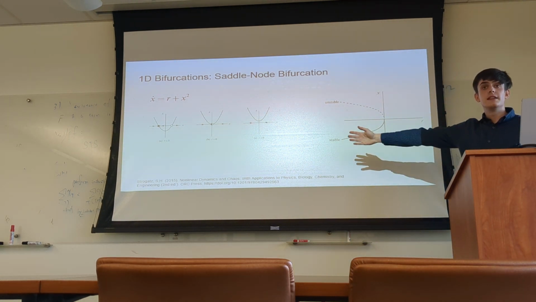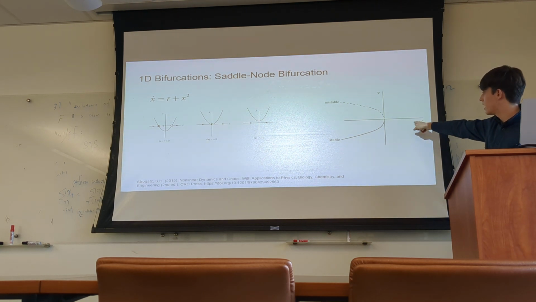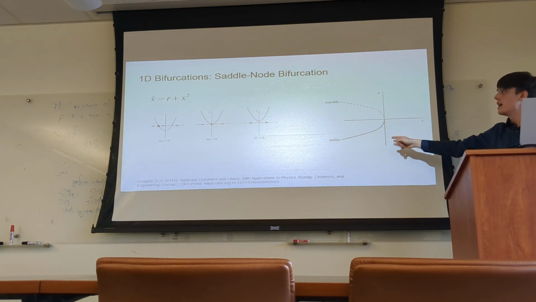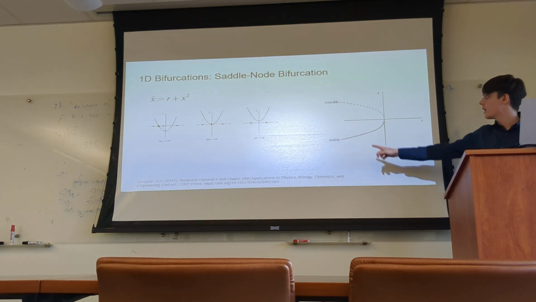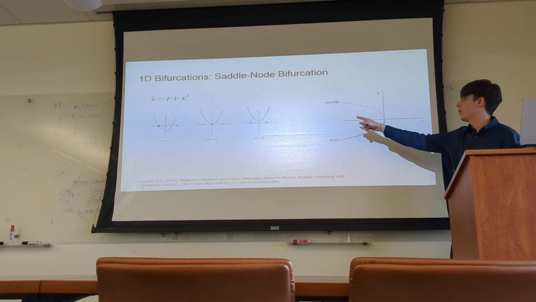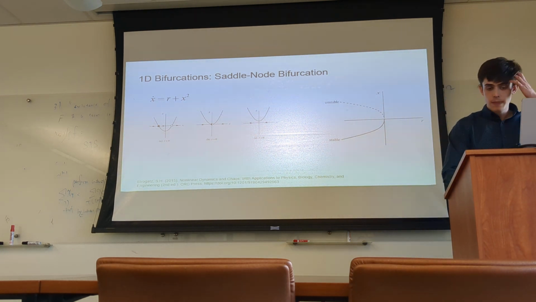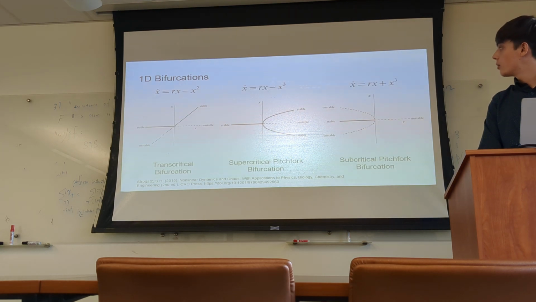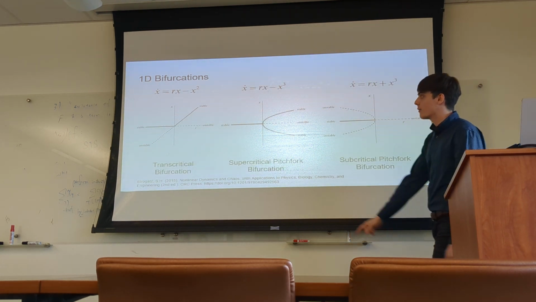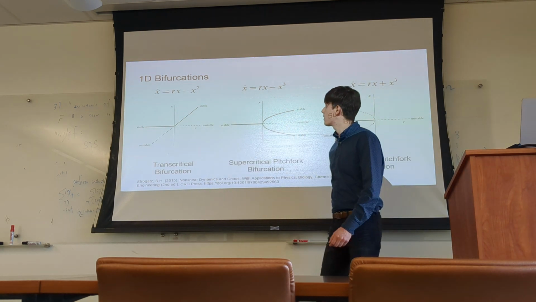And so we can summarize this behavior in terms of a bifurcation diagram where we plot the parameter on the x-axis and then the fixed points on the y-axis. And here, this stable branch corresponds to the left stable fixed point, and then this unstable branch corresponds to the right unstable fixed point. And there's actually a lot more of these guys. Here we have a transcritical bifurcation where we see an exchange of stability occurring.